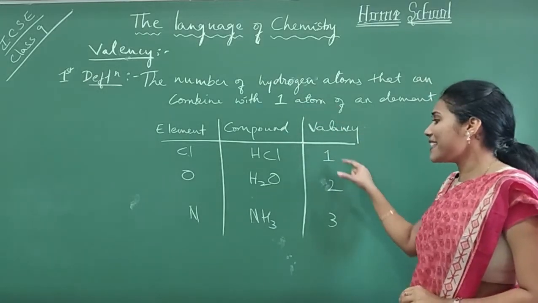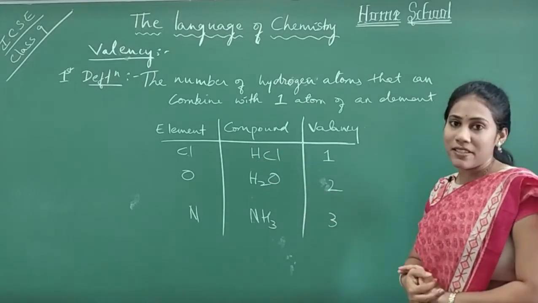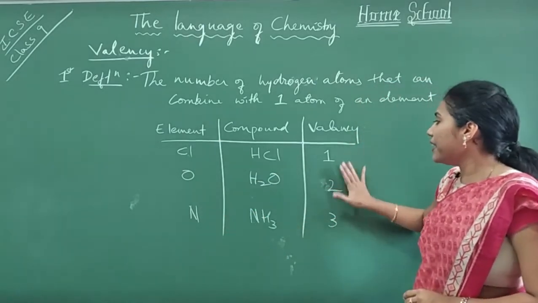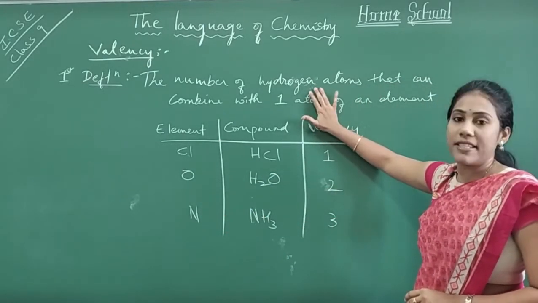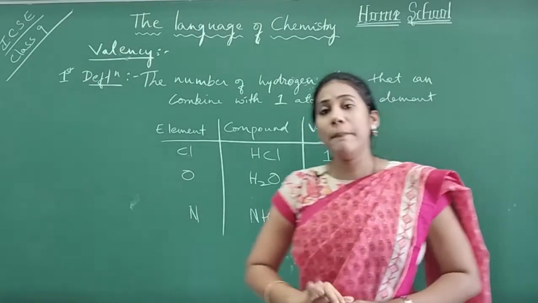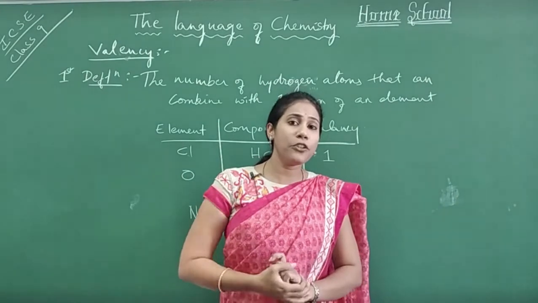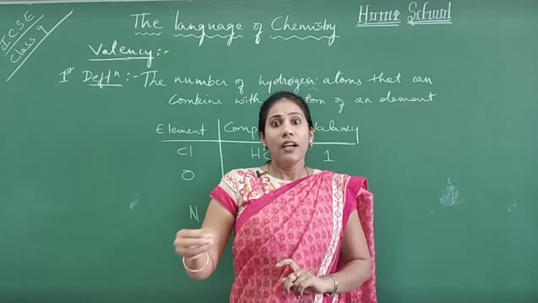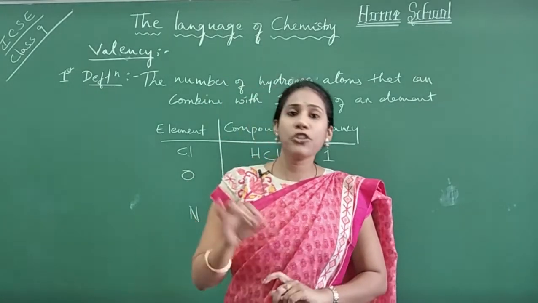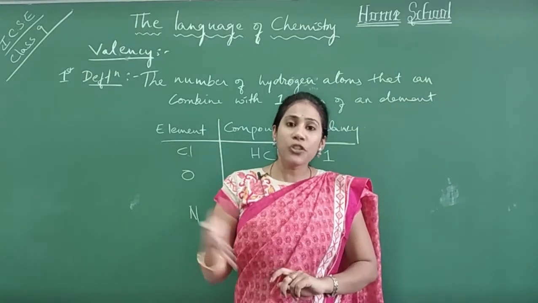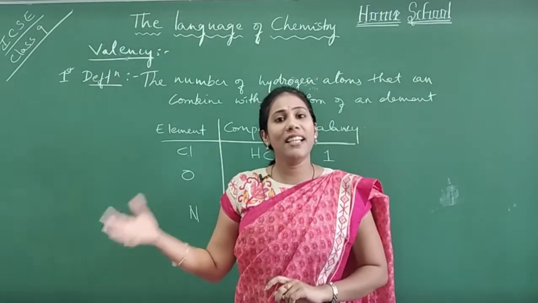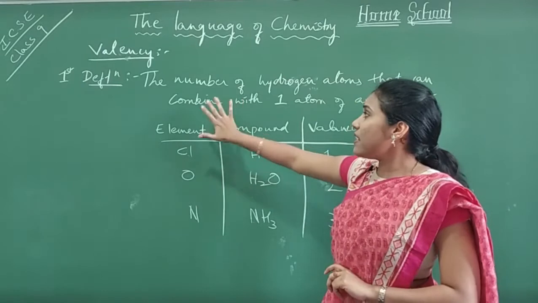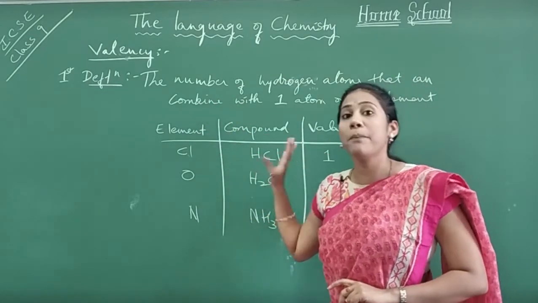Okay, but this cannot be applied for all the elements. Only for a few elements like Cl, oxygen and nitrogen, we are able to guess their valencies based on this concept. See, why? Because many of the elements do not combine with hydrogen. If you take zinc or gold, platinum, copper and all, they won't combine with hydrogen that easily to form compounds. So in that case, you cannot guess the valencies of all the elements present in our nature, isn't it? So this is a very limited definition, does not have much importance.